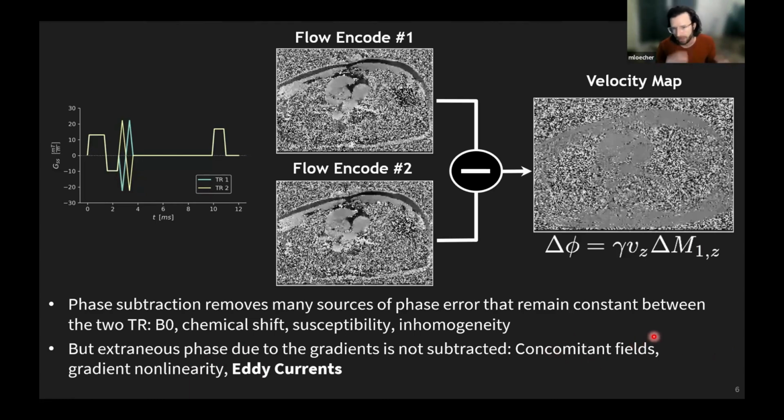Those are the Maxwell terms. Those we just know analytically what the answer is as long as we know our gradient waveforms. And gradient nonlinearity too, the vendor supplies maps of that so we can kind of undo the effects. But the more troubling one to correct is eddy currents, which is going to be the main focus of this talk.